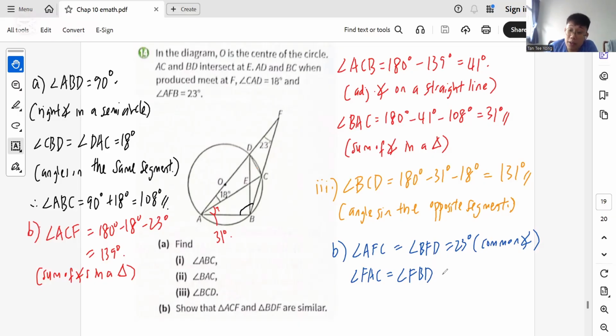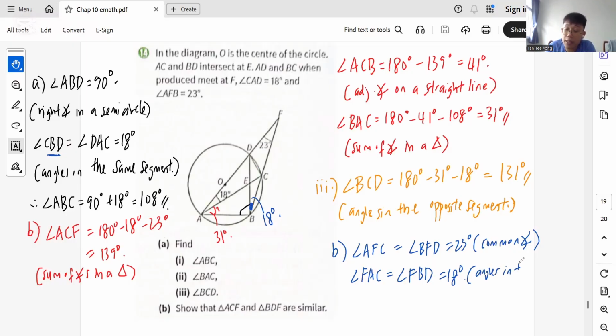FBD, okay, which is 18 degrees. How come? Why is this 18 degrees? Okay, because just how we did it in other parts, or rather in part A here. So you can see CBD is 18, right? CBD is like here, this is also 18 degrees, right? So this is actually the same thing, angles in the same segment.